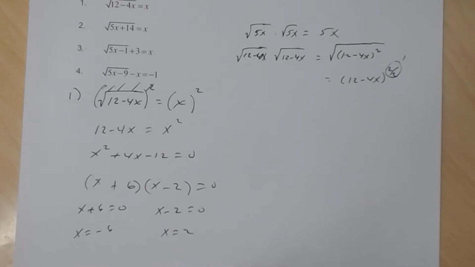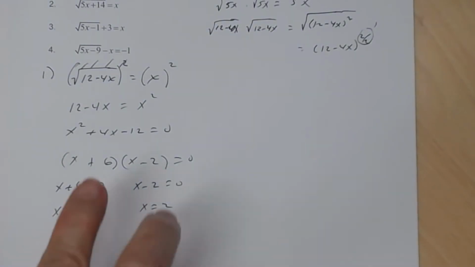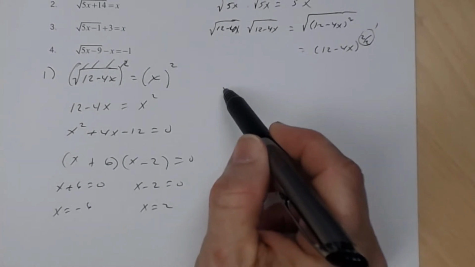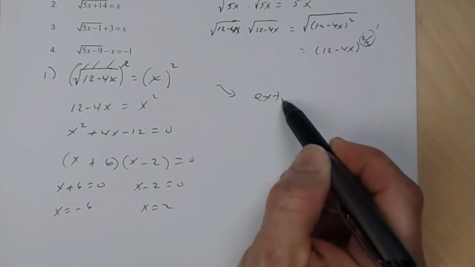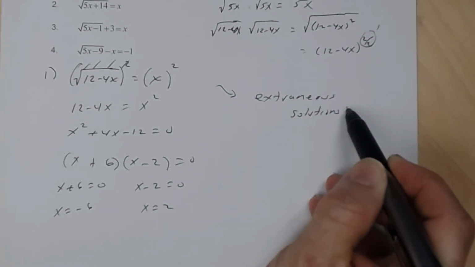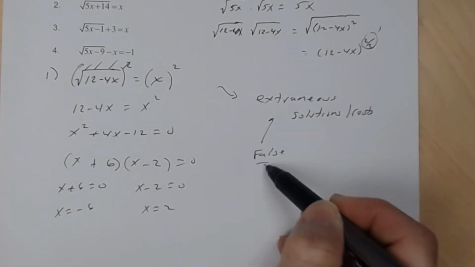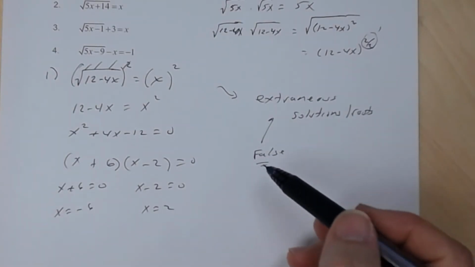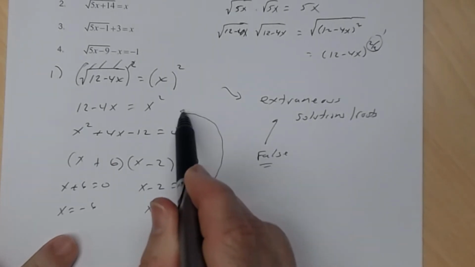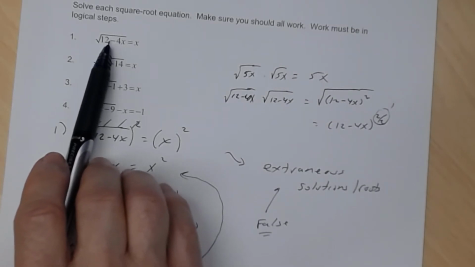All right, now the other thing you've got to remember, once you get to this point, is that when you raise both sides to an even power, you may introduce what's called extraneous solutions, extraneous roots. What that means is that you could introduce false solutions. Basically, these two solutions right here are solutions to this quadratic. But the question is, are they solutions to the original problem, to the radical?